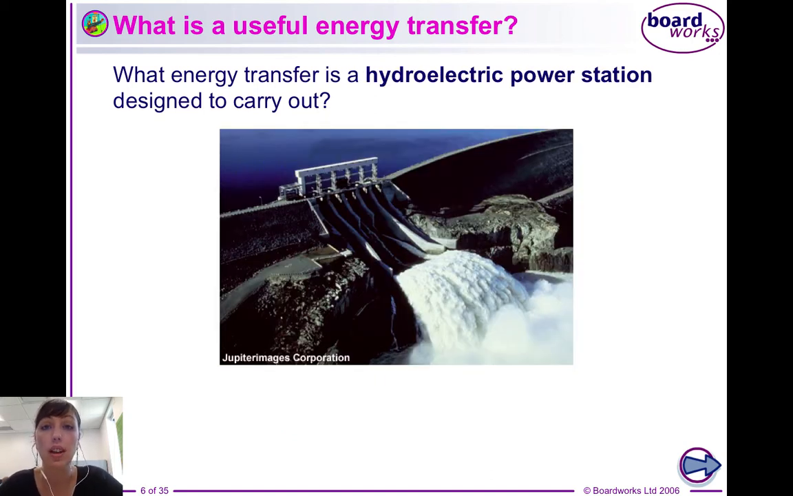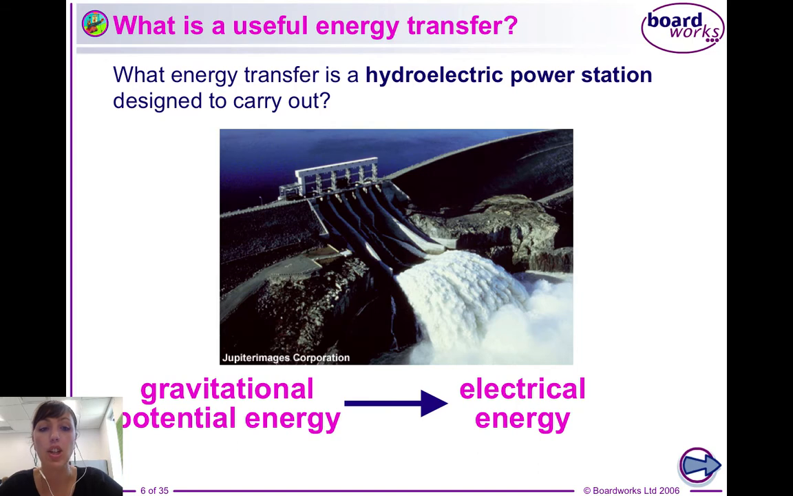Okay, what energy transfer is a hydroelectric power station designed to carry out? That's gravitational potential energy into electrical energy. Okay, it's the energy that we're capturing by the falling of that water, changing the position of the water in a gravitational field.